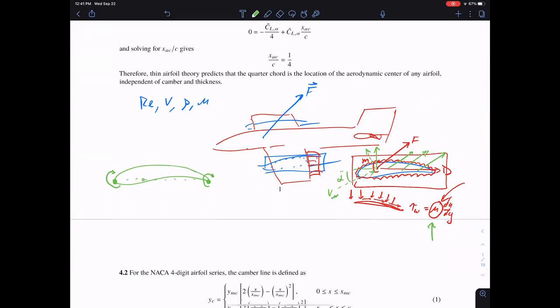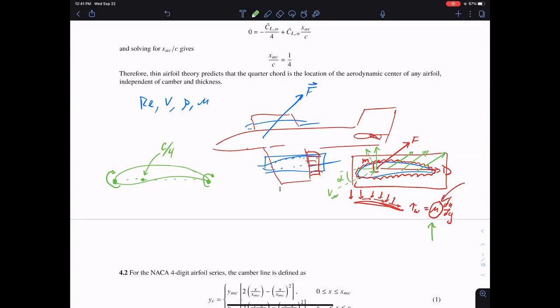it turns out that we really like the quarter chord, this location here, C/4, and that location falls out of thin airfoil theory, because thin airfoil theory predicts that that's the aerodynamic center of the airfoil. And so a lot of data, when you pull down data online for the lift and the pitching moment on an airfoil, the moments are usually summed about the quarter chord. Okay, that's just kind of standard convention, because that's really close to the aerodynamic center.